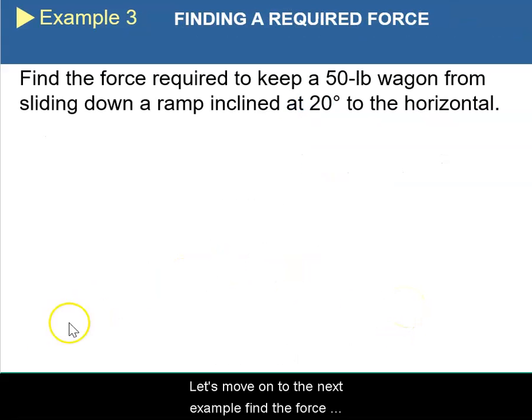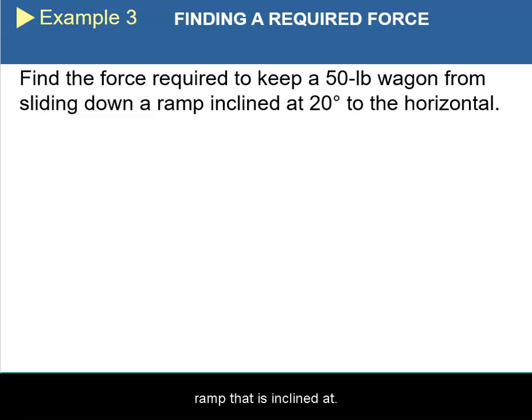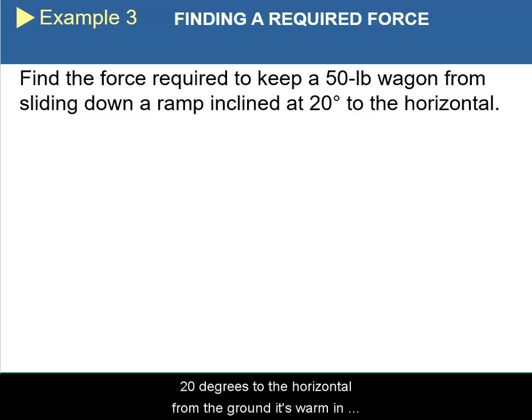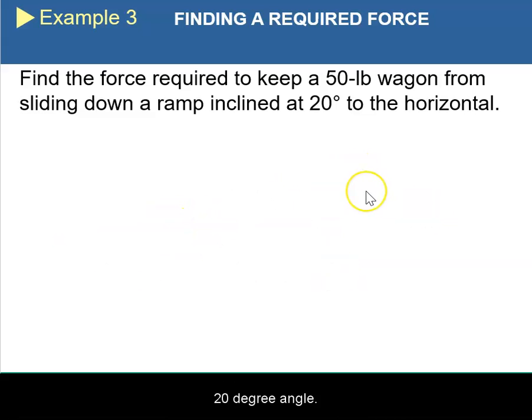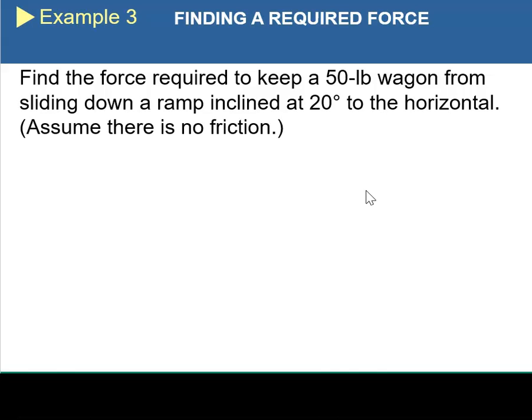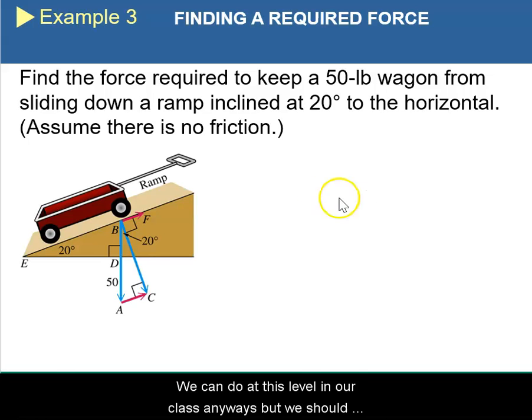Okay, so let's move on to the next example. Find the force required to keep a 50-pound wagon from sliding down a ramp that's inclined at 20 degrees to the horizontal. So from the ground, it's forming a 20-degree angle. We're going to assume that there is no friction, so we don't have to take that into consideration, which we couldn't do at this level in our class anyways.